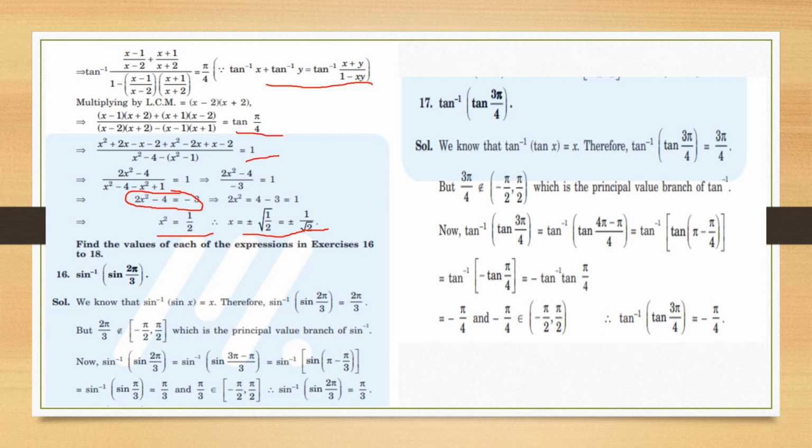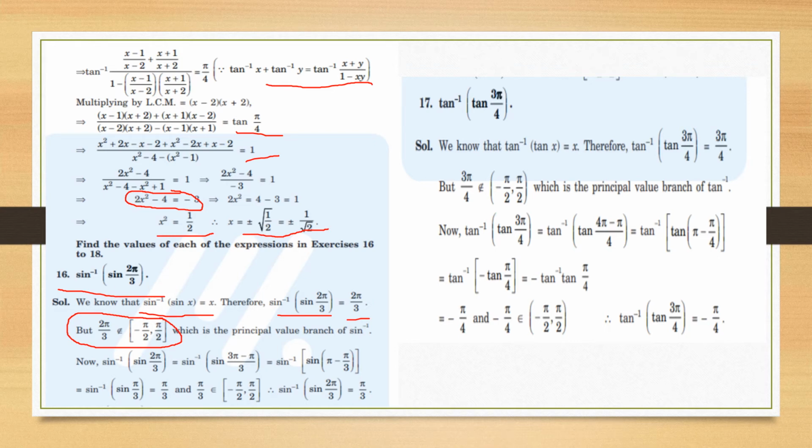Then find the values of each of the expressions in 16 to 18. Sine inverse of sine 2 pi by 3. Now we know sine inverse sine x is equal to x. So that means sine inverse sine 2 pi by 3 equal to 2 pi by 3. But it is not possible. Why? As 2 pi by 3 does not belong to minus pi by 2 to pi by 2, which is the principal value branch of sine inverse x.